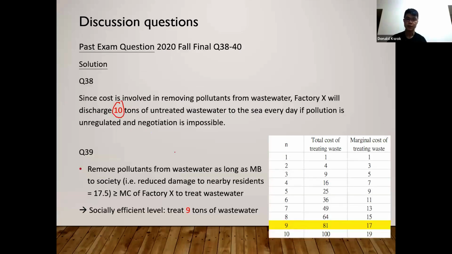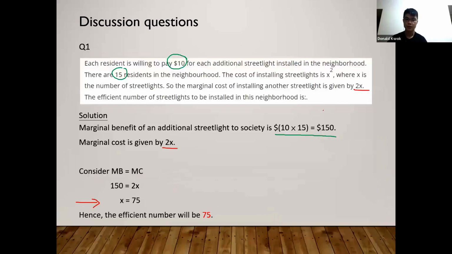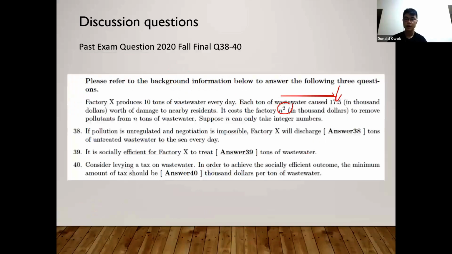Okay, so that's question 38. For question 39, to find the socially efficient amount of wastewater to be treated, it will actually be the cost and benefit analysis of society as a whole. The benefit side of treating wastewater is to reduce the damage to nearby residents, given by this number 17.5, while the cost of treating wastewater is related to the n square here. So n squared is the total cost of treating wastewater. This is why we need to construct a marginal cost table to compare with the marginal benefit 17.5.